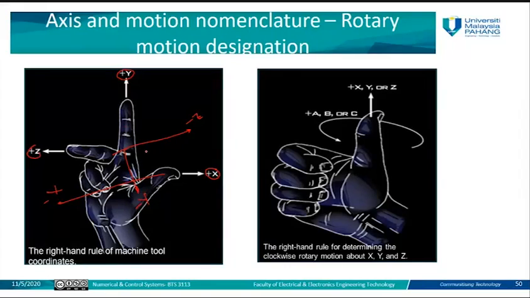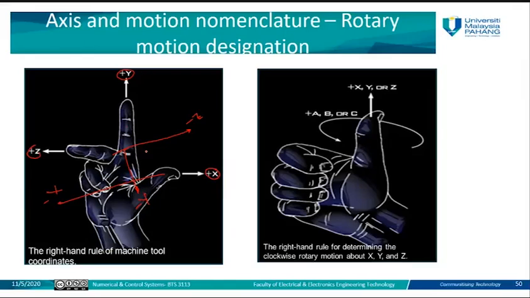So for example, if the x indicates the table movement, you just put your three fingers in these positions, perpendicular to each other. Usually the thumb here indicates the right-hand direction, so it will be positive x. That means the right will be the positive direction of x, and the left will be the negative direction of the movement of the table, for example, of the machine.